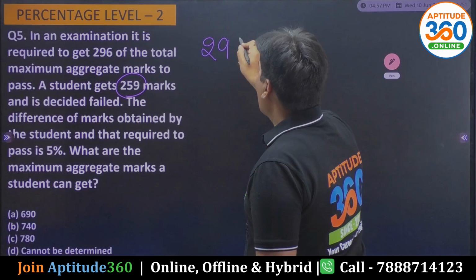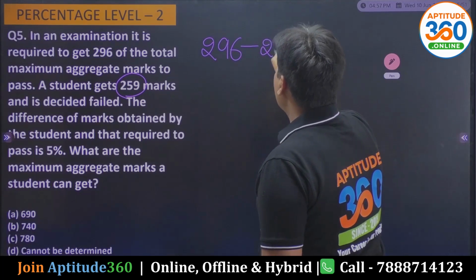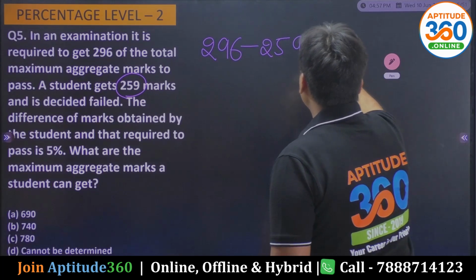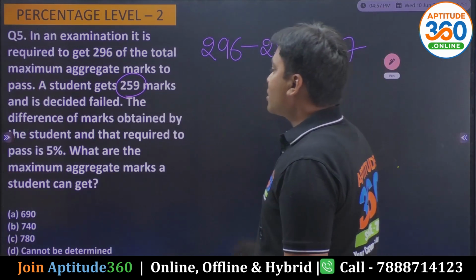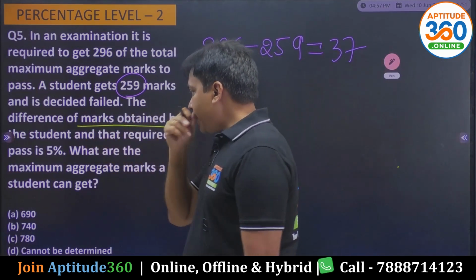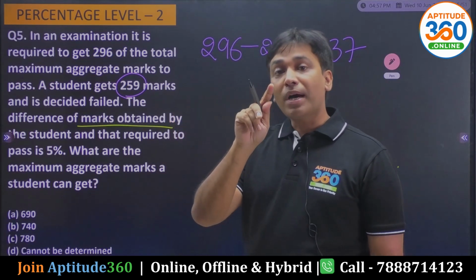296. And the student is getting 259. How much is the student not getting? The student is not getting 37 marks, isn't it? And the problem tells you what? The difference between the marks obtained by the student and the required passing mark is 5%.